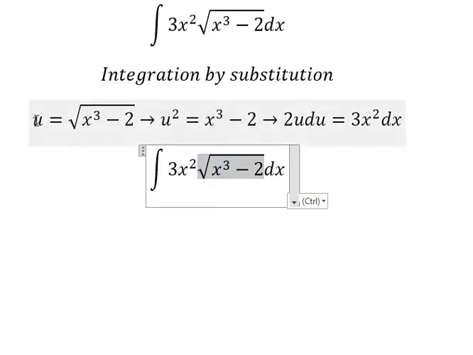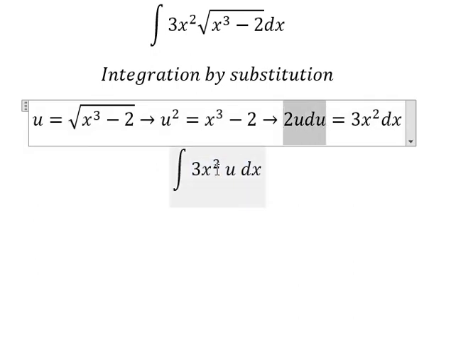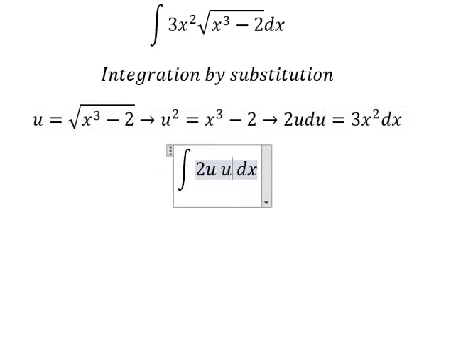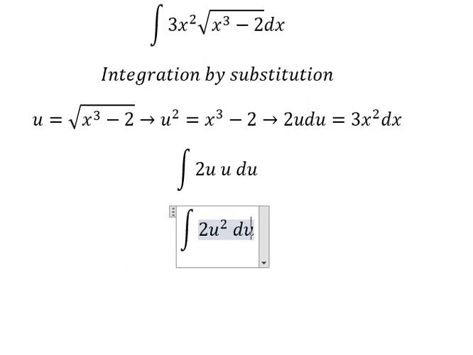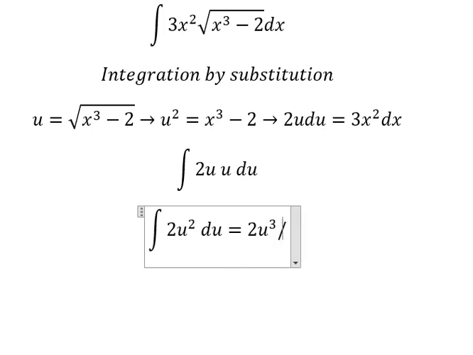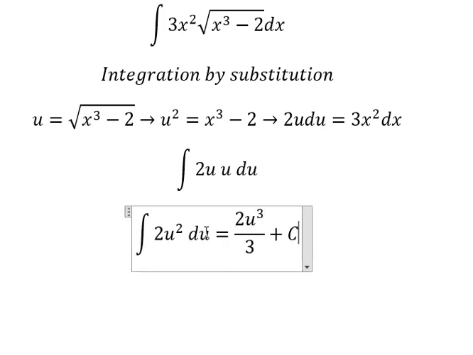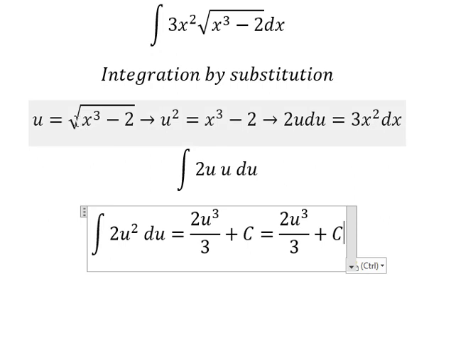This one we change by u. 3x squared dx we change by 2u du. U and u, we have u squared. The integration of u squared, we have u to the power of 3 over 3. And then I will put c. About u, that is this one.